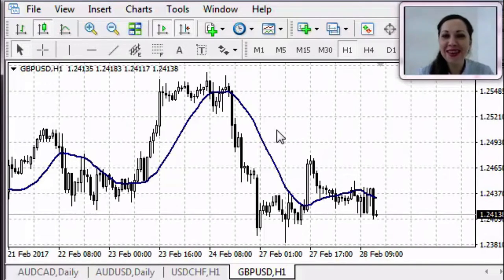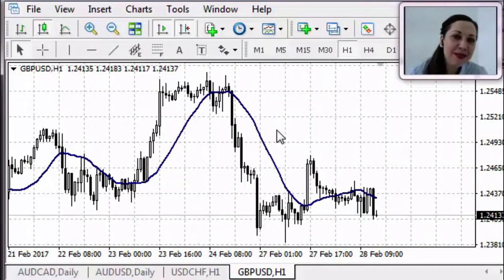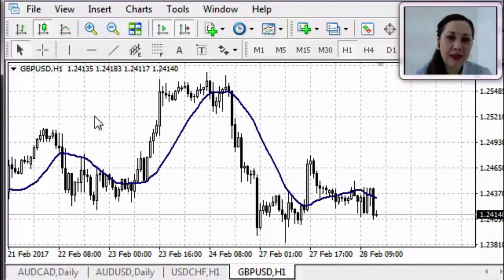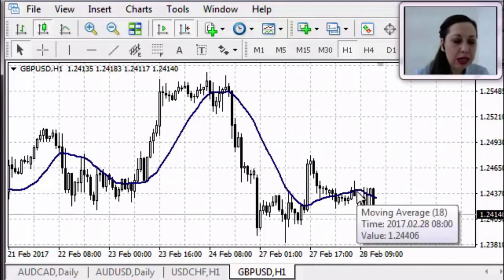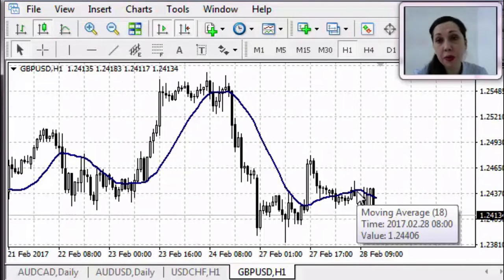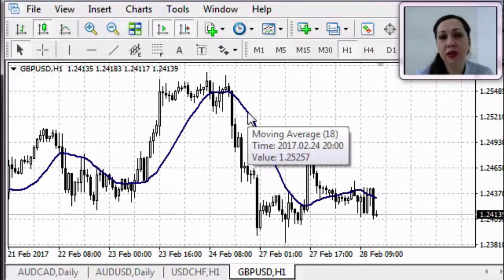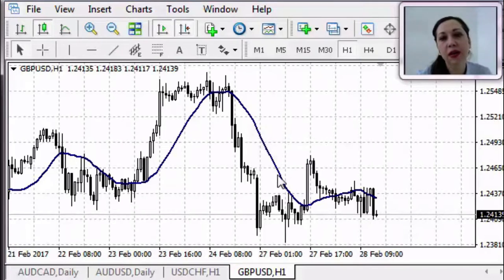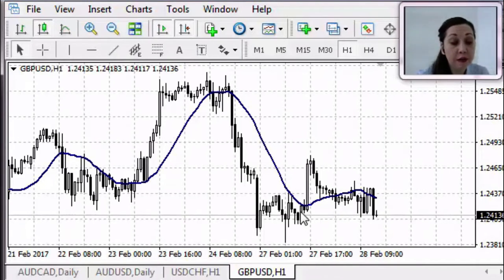So, moving average is a trend indicator. We use it to analyze the trend movement, and it looks like a single flowing line. This line represents the average price over a period of time. For example, the period 18 that I set here is the average price for 18 candles. Every trader finds the most convenient and effective moving average for his or her trading.